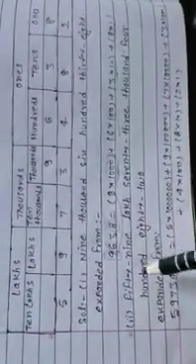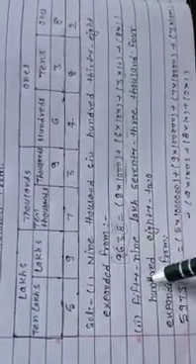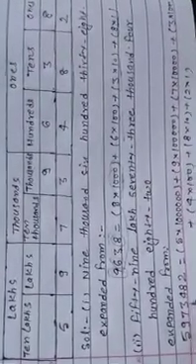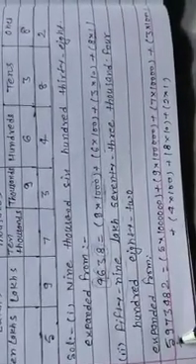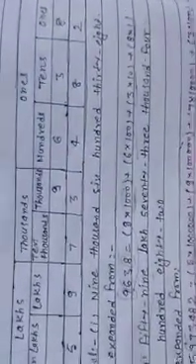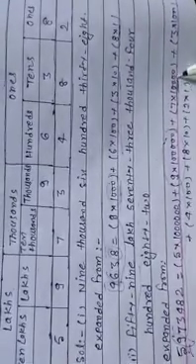Similarly, in the second case, we have to write the number in expanded form. The number is 59,73,482. This is 5973482. Now 5 is in the place of 10 lakh, so we multiply 5 by 10 lakh. 9 is in the place of lakh, so we multiply 9 by 1 lakh. 7 is in the place of 10,000, that's why we multiply 7 by 10,000.